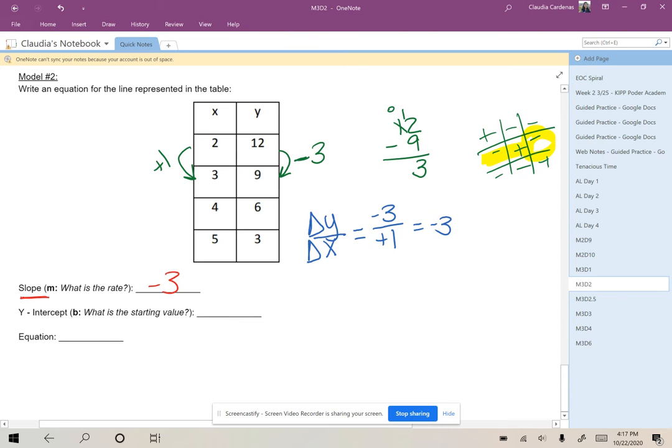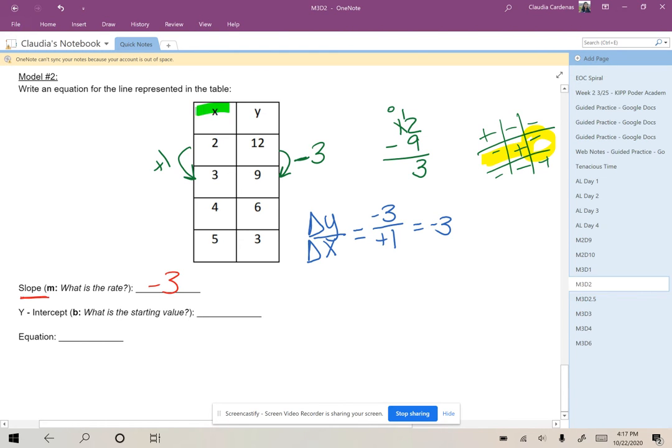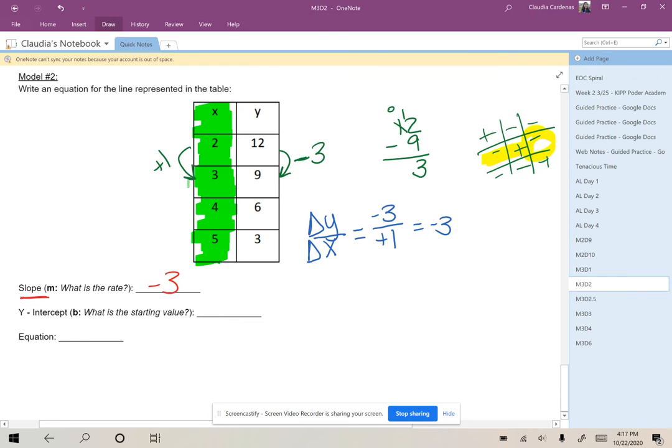And then our y-intercept. I remember that we have to look at the x column and see for the value 0. Well, I actually don't see a 0 in the x. But I do know how it is increasing, right? I know it's increasing by 1. Oops, let me put a pen here so you can actually see it. So it's increasing by 1 here and by 1 here. So could I then work backwards until I get to 0?